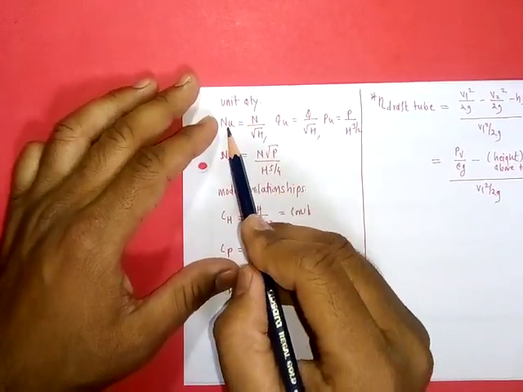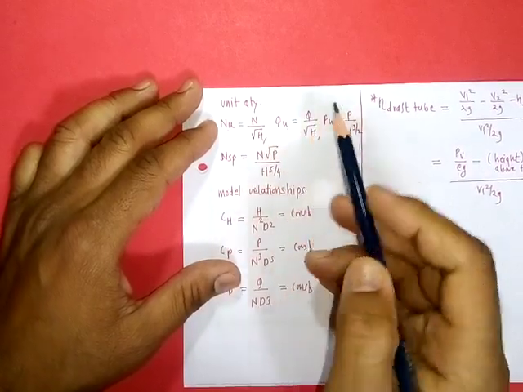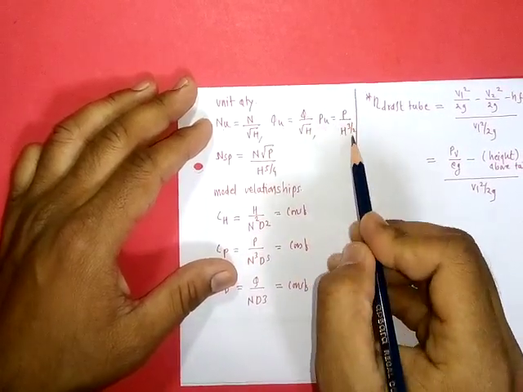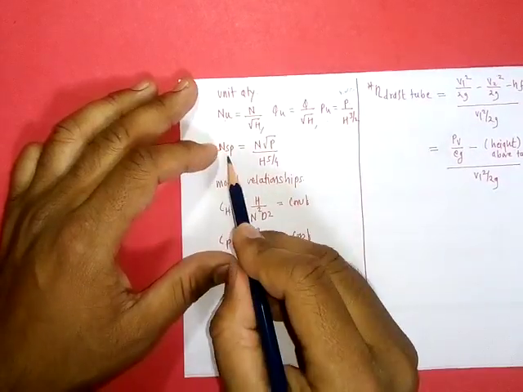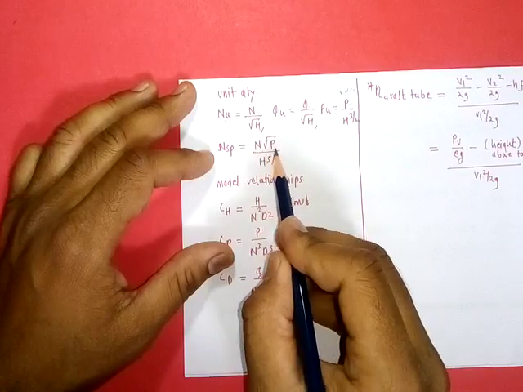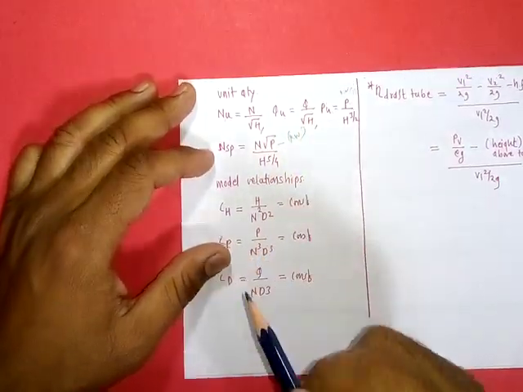Unit quantities: Nu is equal to N upon root H. Unit discharge is Q upon root H. Unit power is power upon H raised to 3 by 2. Here power is in kilowatt. Again, specific speed is equal to N root P upon H raised to 5 by 4. Here again power is in kilowatt.